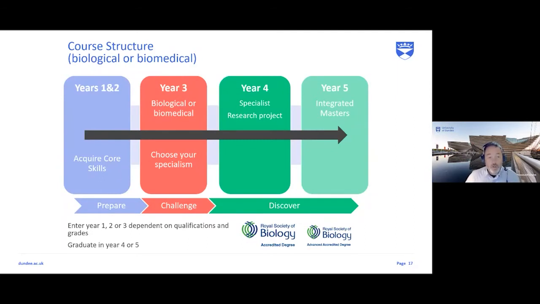In the 4th year, students take a specialist research project, and I'll tell you more about that in another slide. Many of our students choose to graduate at that point, but a few of them choose to continue to the integrated masters and gain this MSci qualification, which is basically an extended form of the honours project, but for a longer period of time. Next slide, please.